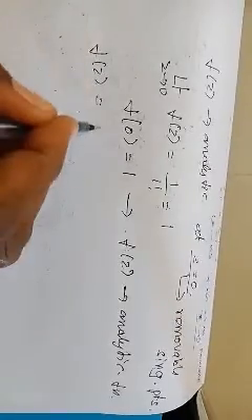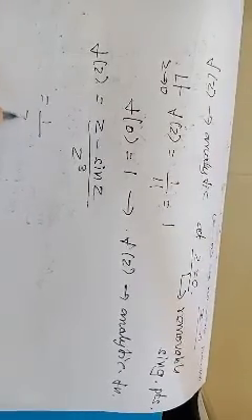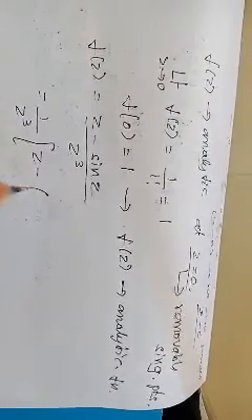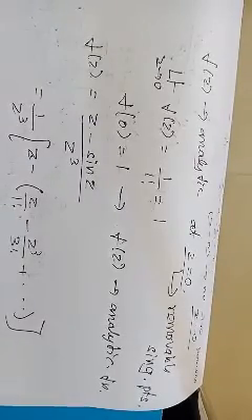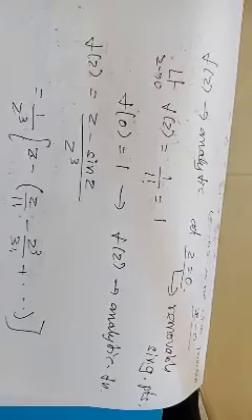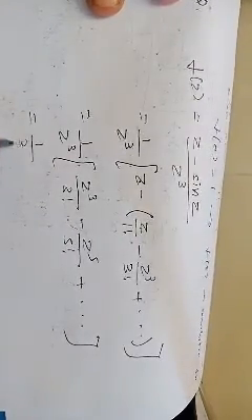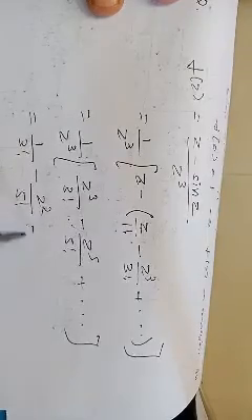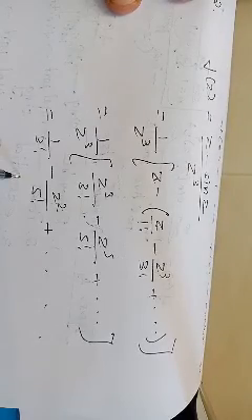Second example, let me consider an example f of z equal to z minus sin z by z cube. Once again, let me expand sin z as z by 1 factorial minus z cube by 3 factorial plus etc. Z minus z becomes 0, multiplying the minus, it becomes z cube by 3 factorial minus z power 5 by 5 factorial. Now multiply this by 1 by z cube, it becomes 1 by 3 factorial minus z square by 5 factorial plus etc. Now there are no negative powers of z.